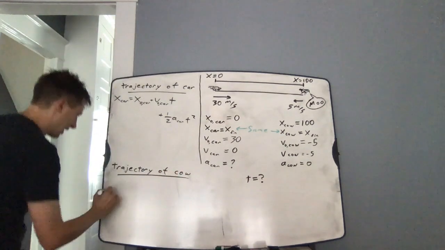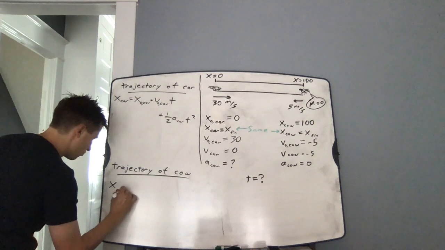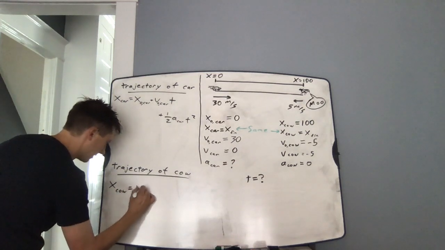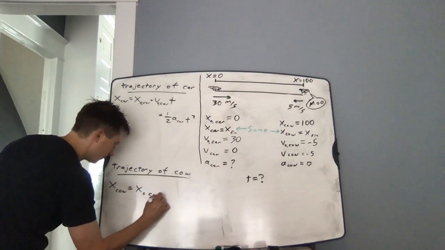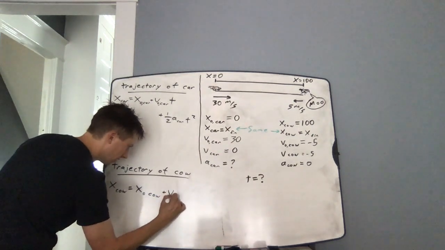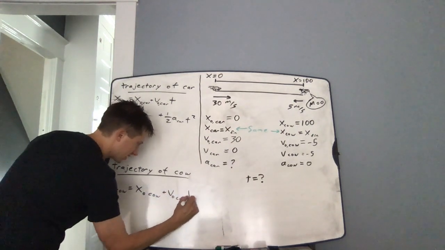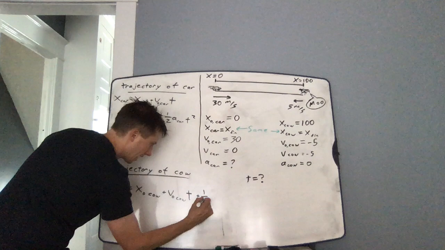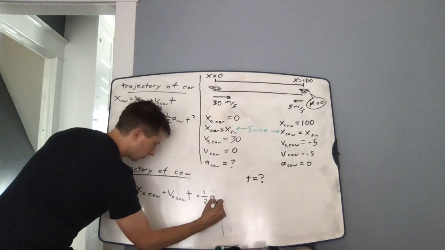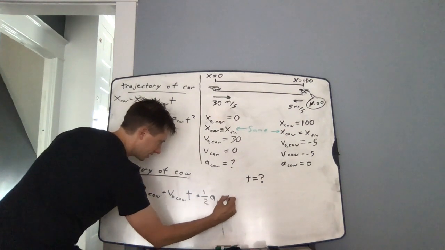And that could be written as the final position of the cow is equal to the initial position of the cow plus the initial velocity of the cow times time plus 1/2 acceleration of the cow times t squared.